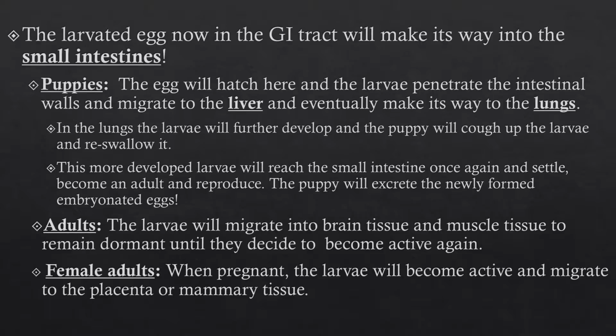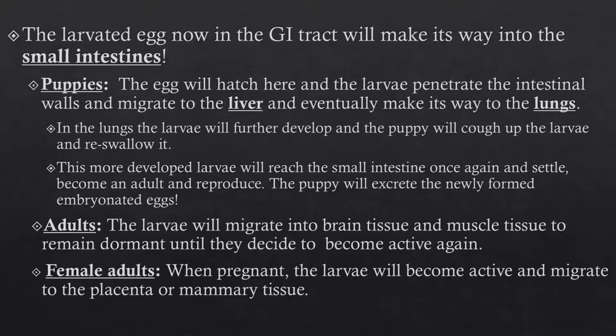Okay, so a vertebrate ingests these larvated eggs. Now swallowed, the larvated egg will make its way through the GI tract, from the esophagus, through the stomach, and then end up in the small intestine. Migration from this point all happens the same way, but it affects adults and puppies differently. With puppies and also adults, the egg will hatch here in the small intestine.